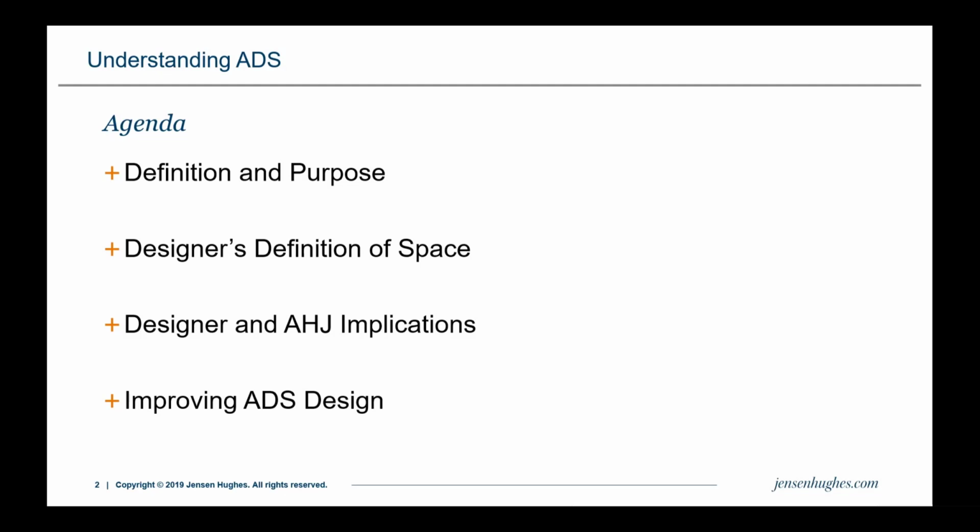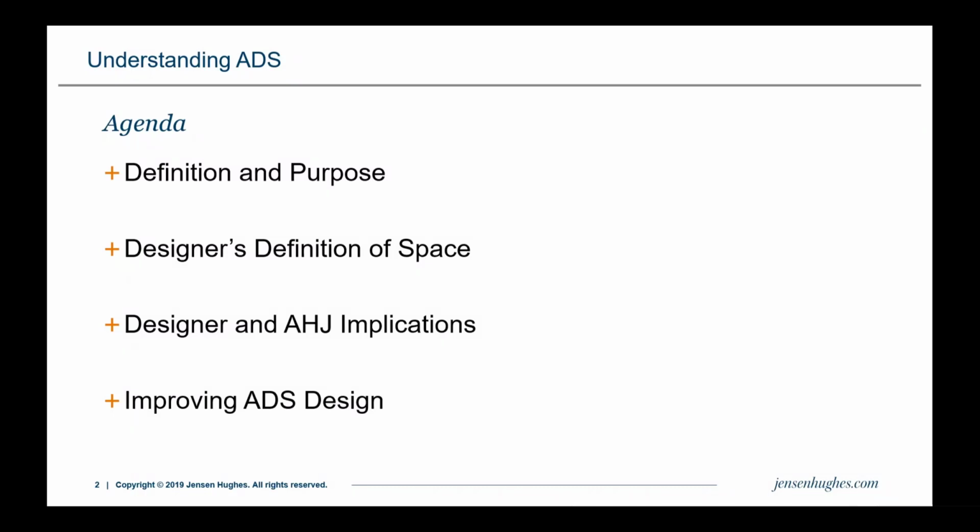And then we're going to talk about how a designer, particularly someone putting together, let's say, a shop drawing or design drawings, can define a space and how they can show that. And then, of course, how that leads to the implications for the authority having jurisdiction during acceptance testing and how these are related topics. And our last section will be how, once we have our design, we can improve it. How can we make a space more intelligible? What kinds of tips and tricks can we use to make these spaces better?